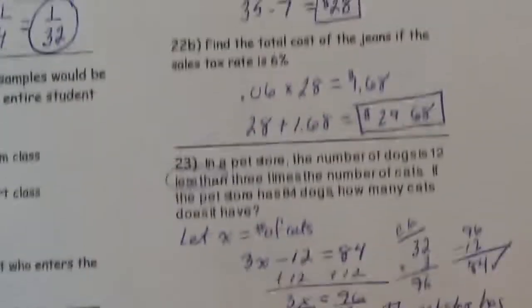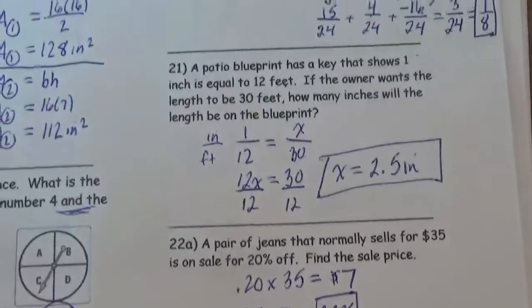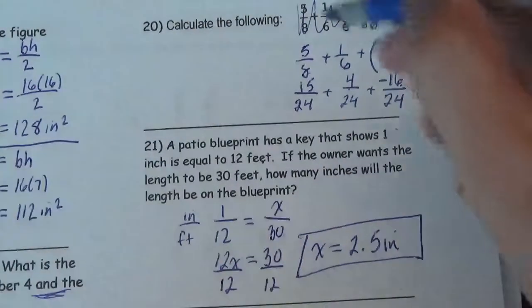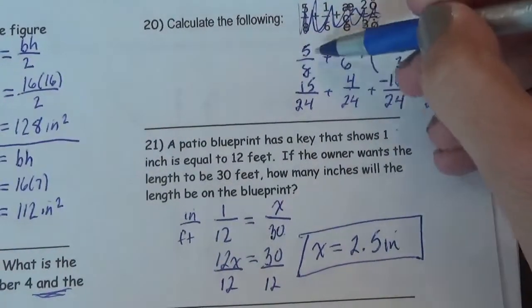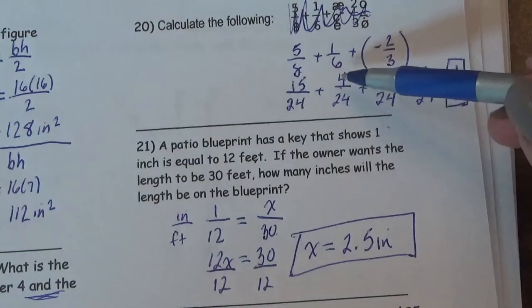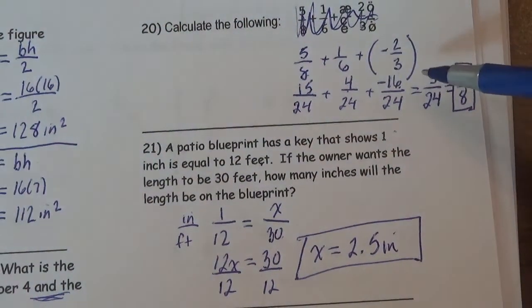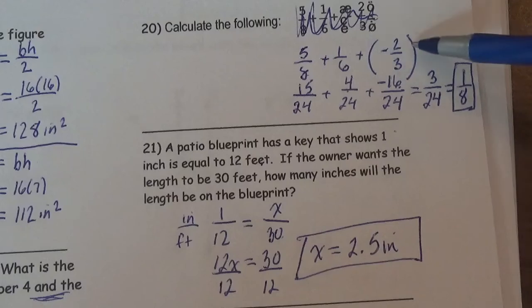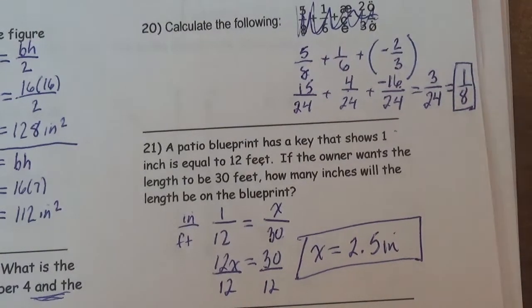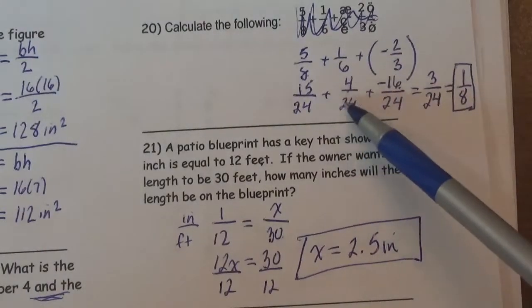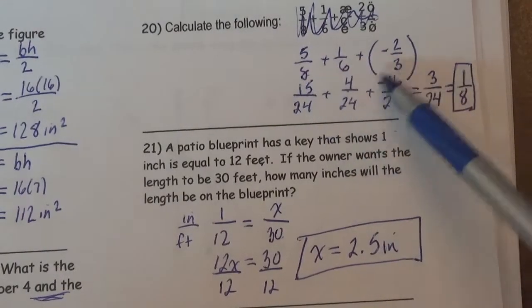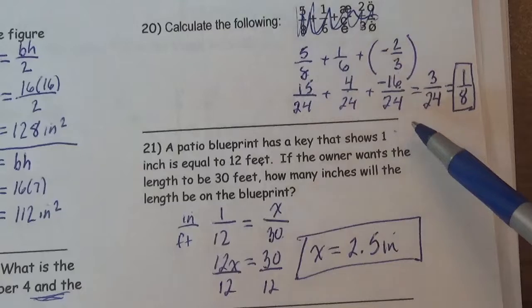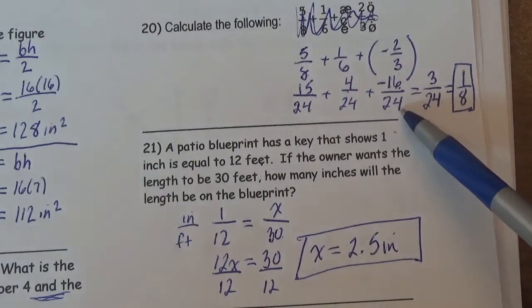All right, number 20. And sorry, this one printed weird. I had to scratch it out. This is the problem here. 5/8 plus 1/6 plus negative 2/3. Now, if we had our calculators at school, we could use the ABC button, type it in. I didn't have that calculator, so I made common denominators. So with 8, 6, and 3, I went with 24 as my common denominator.